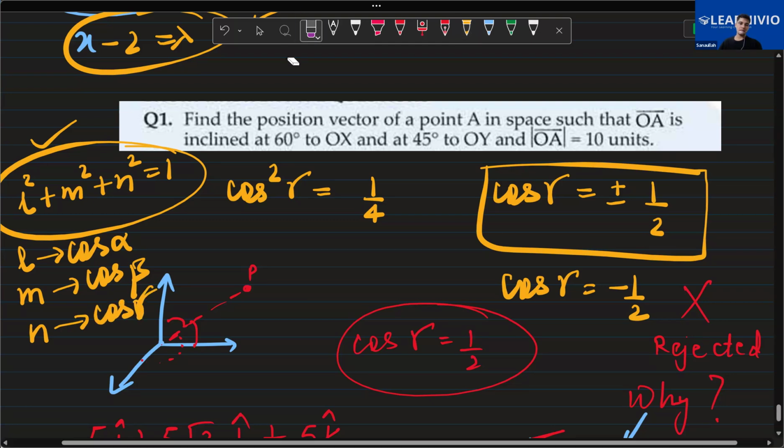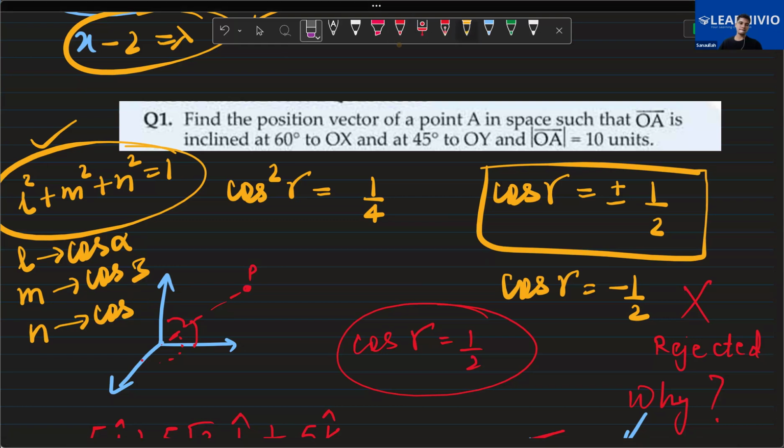So as per the question, your alpha is 60 degrees because it is inclined. We know that alpha is the angle your position vector is inclined with OX. OX मतलब आपका x axis. आपका जो position vector है OP, और यहाँ पे तो OA दिया है, वो x एक्सिस से कितना इंक्लाइंड है, कितने डिग्री पे इंक्लाइंड है? This is your alpha, that is given 60 degrees. Okay, alpha is 60 degrees and beta is 45 degrees.